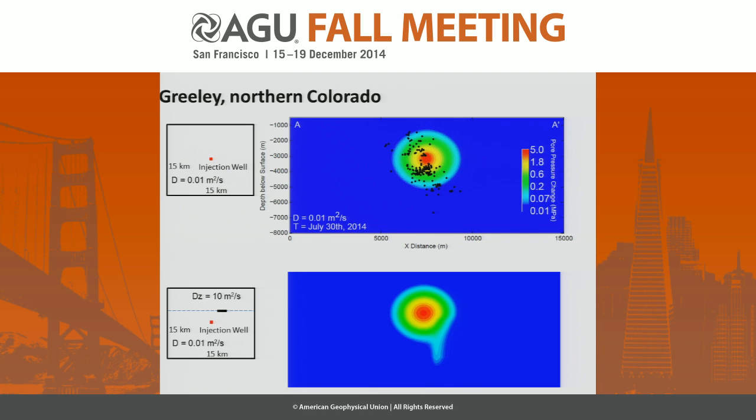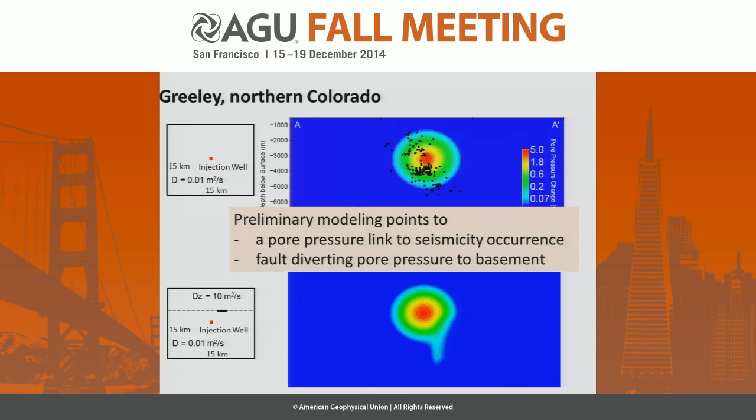And then this is another scenario that we're still exploring: there is potentially a fault right under the injection point, and if that's the case, then the pore pressure again very easily goes into the basement.